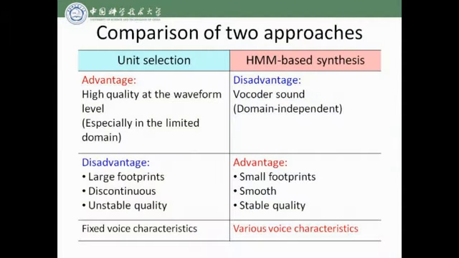Compared with the HMM-based speech synthesis system, the unit selection and waveform concatenation method has its advantages and disadvantages. For example, for the unit selection method, because real speech segments are used at synthesis time, it can produce higher quality at the waveform level than HMM-based speech synthesis. The disadvantage we have mentioned before is that it has the vocoder sound, so it has some buzz, so you feel not so comfortable when you listen to the speech.